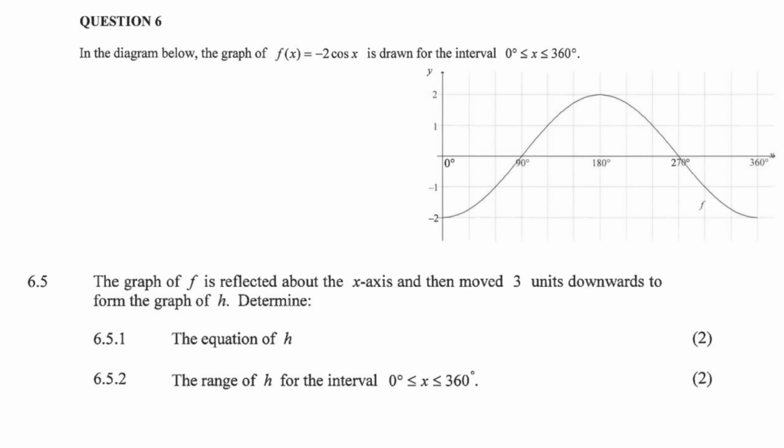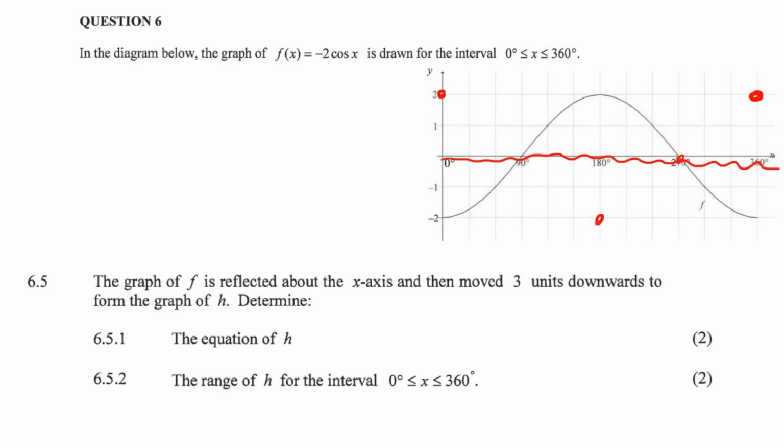And then lastly, the graph of f is reflected about the x-axis. Okay, so let's think about that before we move on. They're saying that this graph here is going to be reflected across the x-axis. So that means that this little point is going to end up going over here. This point will stay there because it's already on the 0. This point over here will end up going down here. And then this point over here will end up going over here.